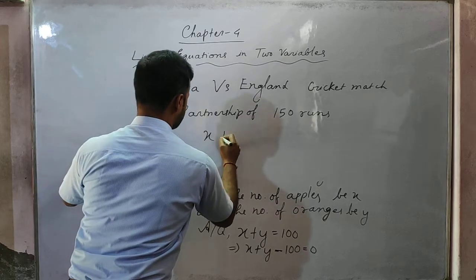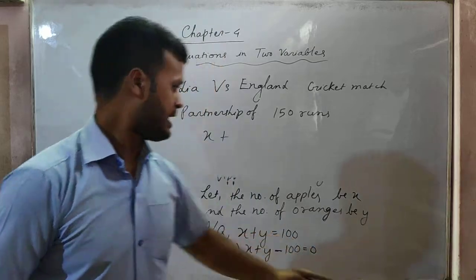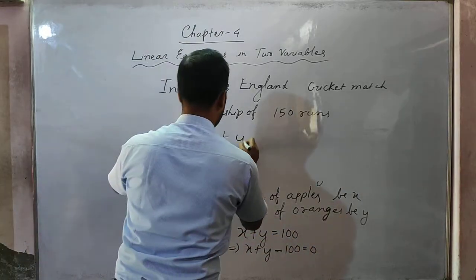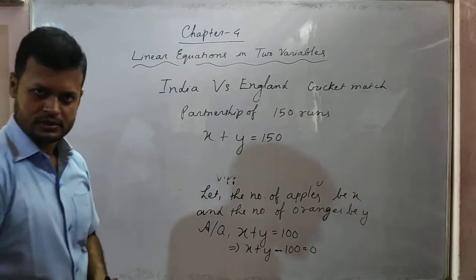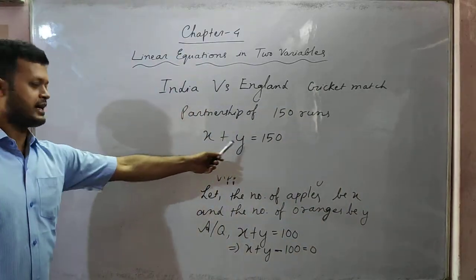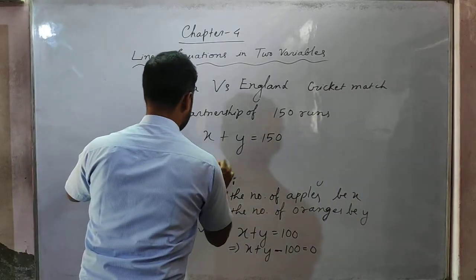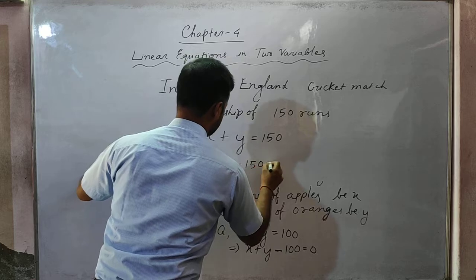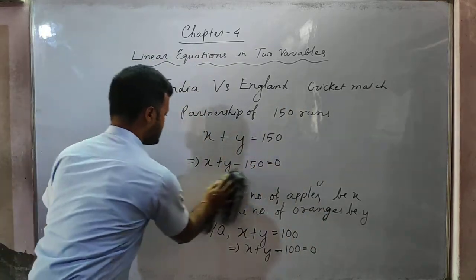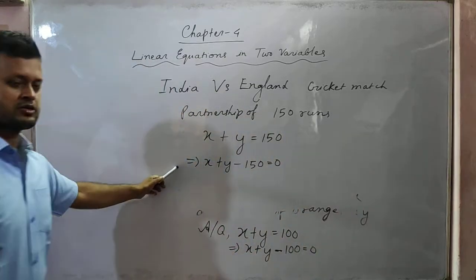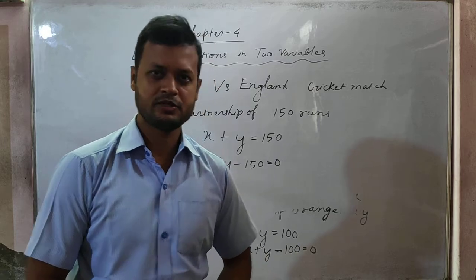The first batsman has scored X runs, the second one has scored Y runs, so X plus Y is equal to 150. So X plus Y minus 150 is equal to 0. This is a linear equation in two variables. Do you understand, students? So in this way we can apply the concept of linear equation in two variables in our real life situations also.